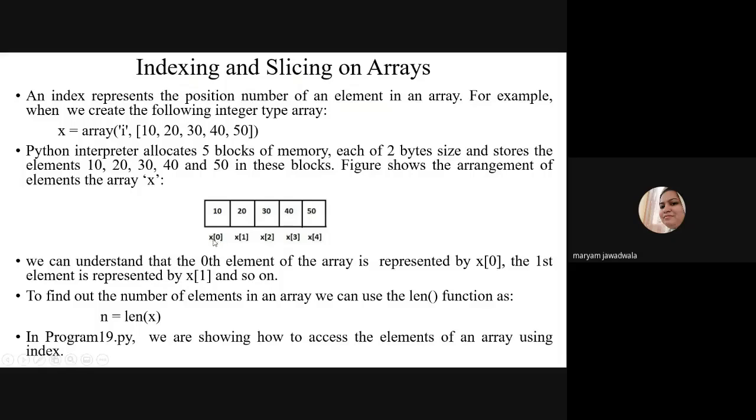So here what I want to say is x0 means index 0. It represents the first element. The array index always starts with 0: x0, x1, x2, x3, and x4. x4 means the fifth element, right? And suppose we want to find out the number of elements in an array, we can use the len function. n is equal to len, and in the brackets the name of the array x, means it will give you the number of elements present in the array. So in program 19.py, we are showing how to access the elements of an array using index.